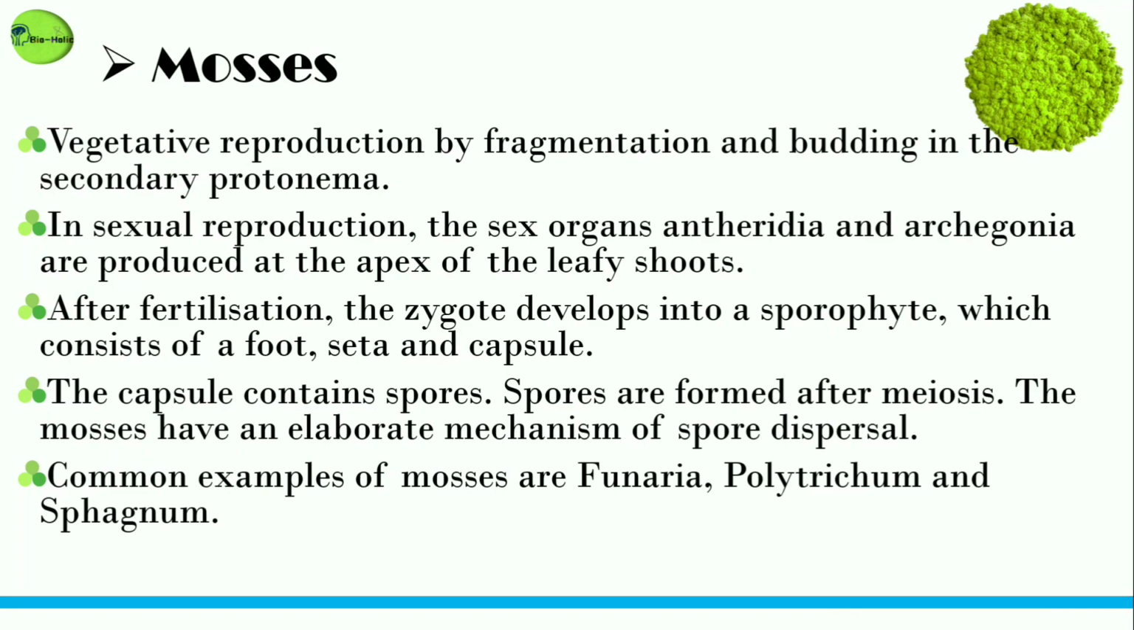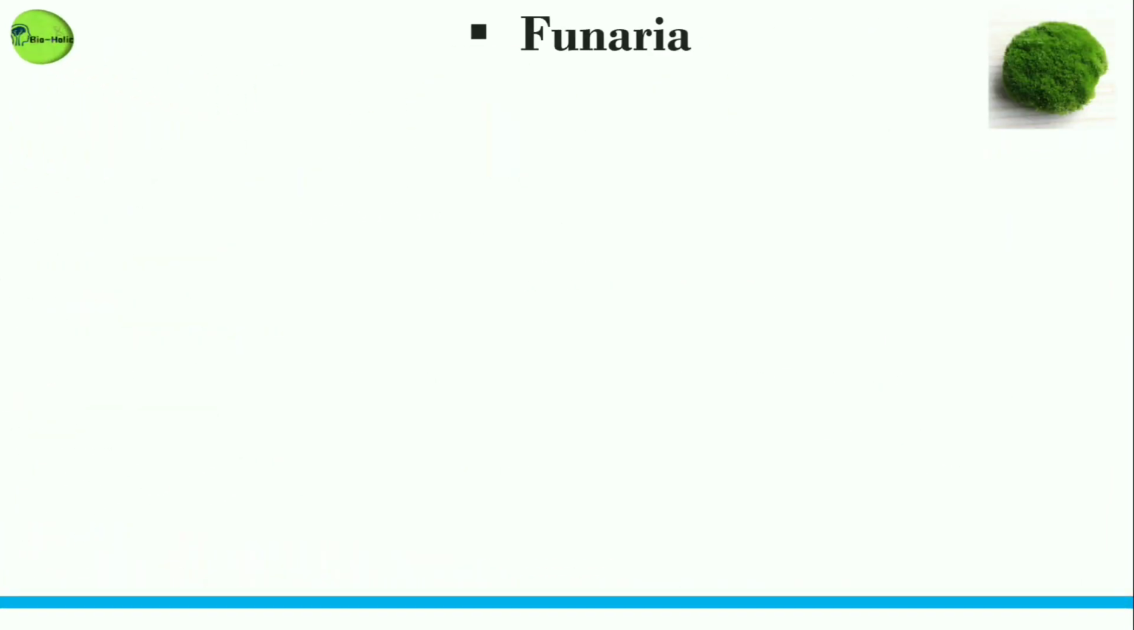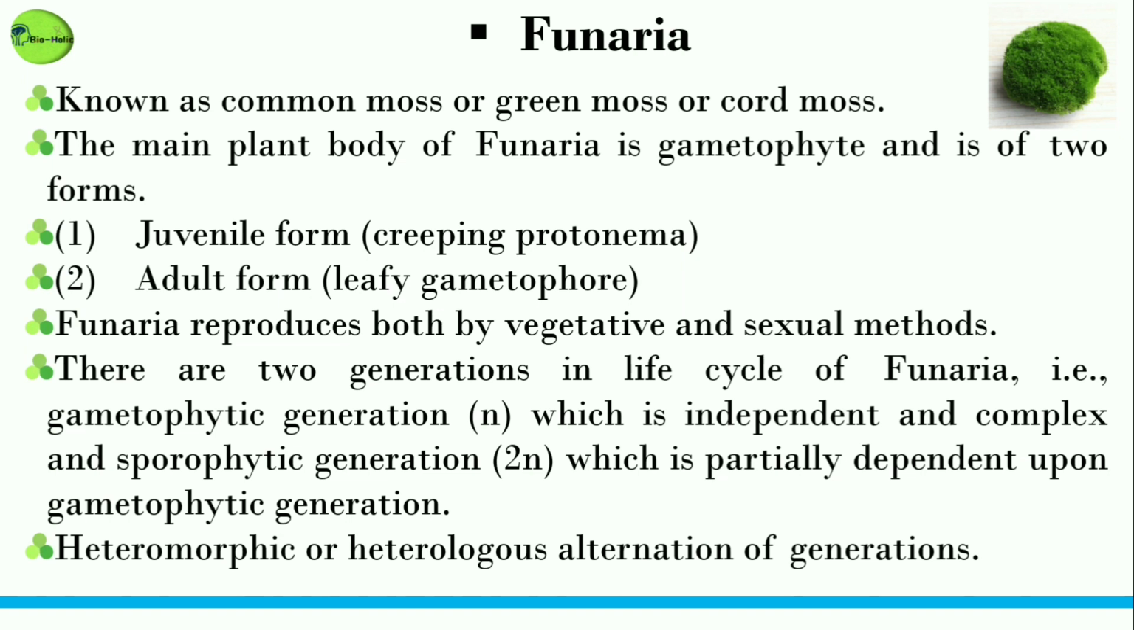Next we will talk about Funaria. Funaria is also known as the green moss, cord moss or common moss. Now the plant body of Funaria is gametophyte, and it is of two types, the juvenile form or the creeping protonema and the adult form or the leafy gametophore. The protonema is a branched filamentous portion which is produced by the germination of the spores.